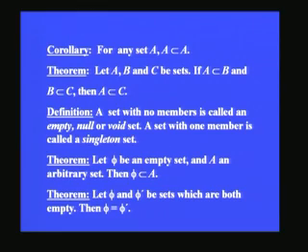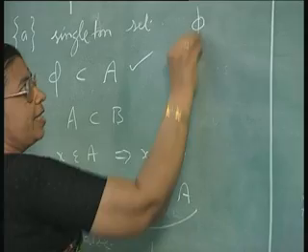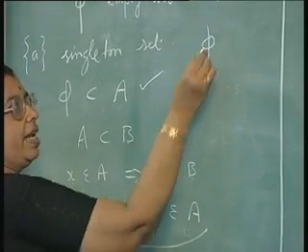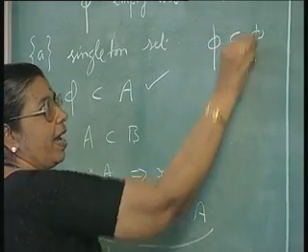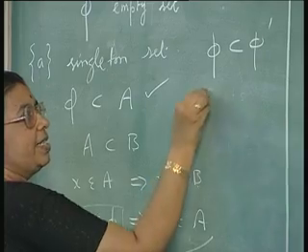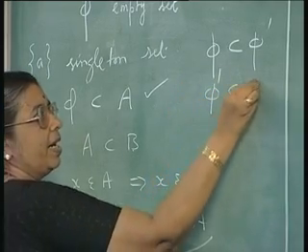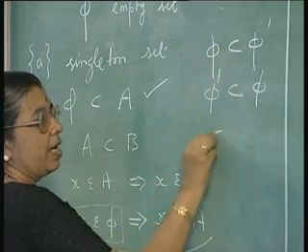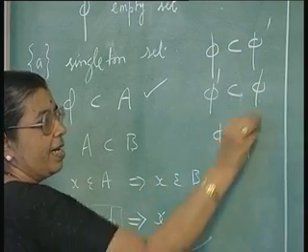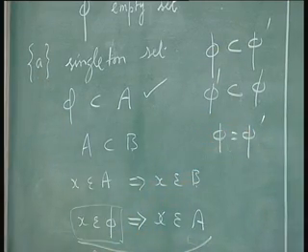Next is, if phi and phi dash are sets which are both empty, then phi is equal to phi dash. Again you can prove this like this: if phi is the empty set, it is contained in any set, so phi is contained in phi dash, and if phi dash is an empty set, it will be contained in any set, so phi dash will be contained in phi. So from this we can conclude phi is equal to phi dash. There can be only one empty set.